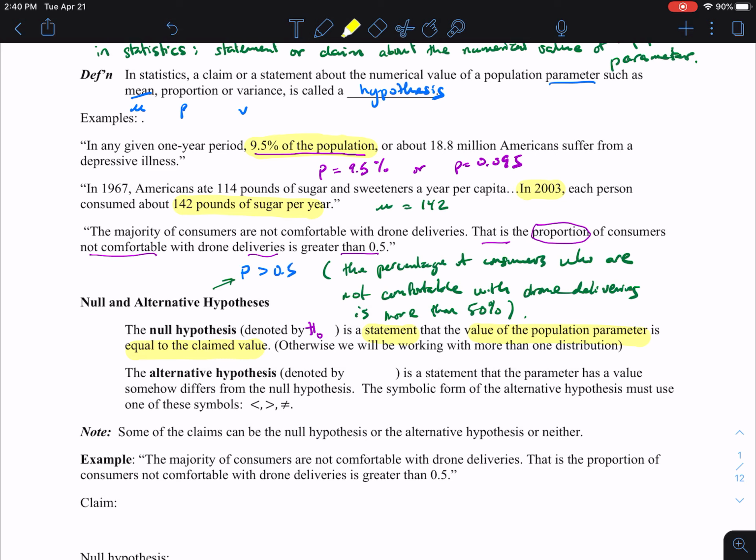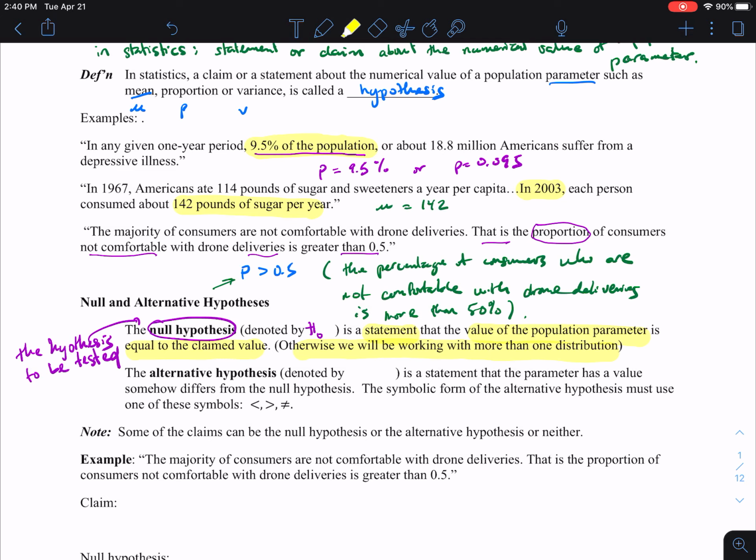And usually this is the hypothesis to be tested. Usually we start with some sort of assumption. Suppose the null hypothesis equals the claim value, and then we can proceed forward and look at the distribution of whatever that parameter is, or that sample is. Otherwise we're working with more than one distribution. I'll come back to that statement. But the null is always denoted as H sub naught, and usually it's a statement that says, okay, suppose this is true. Let's look at the data or gather evidence, and see if it supports it or not.